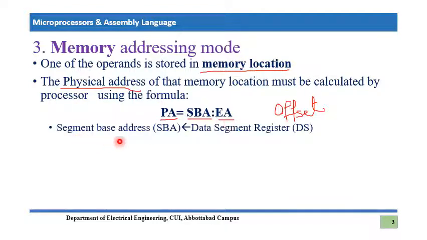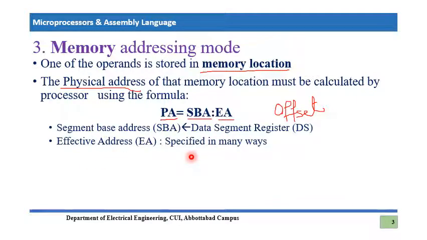So the segment base address normally comes from the data segment. We know that we are considering data or operands, so data will normally be stored in data segments. So the segment base address will be the content of the data segment register. Effective address, as I explained, can be calculated in many ways, so we are going to see that in a different slide.